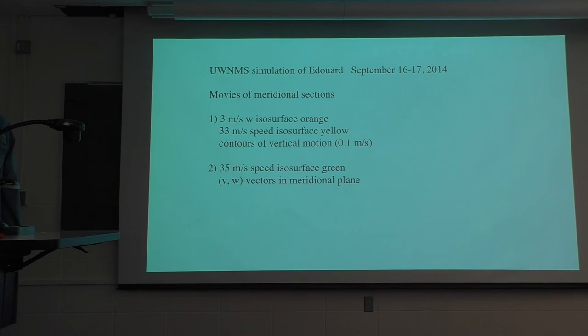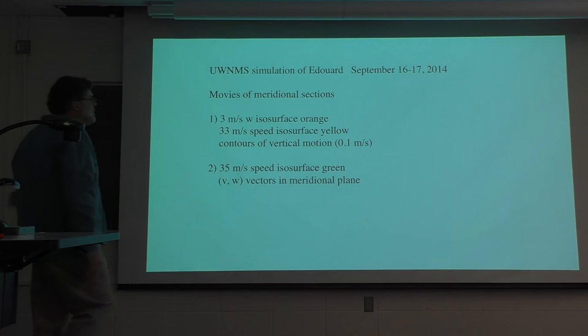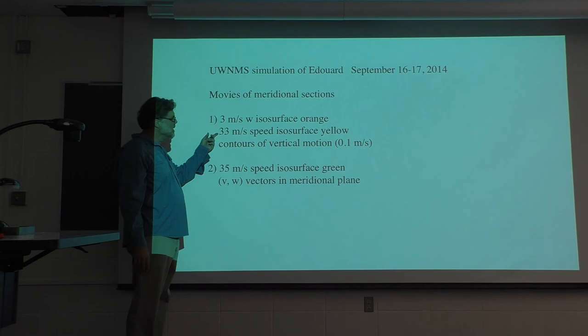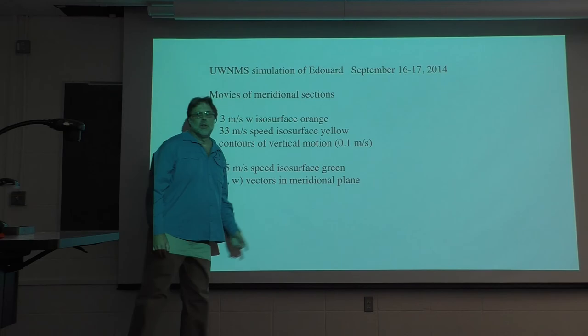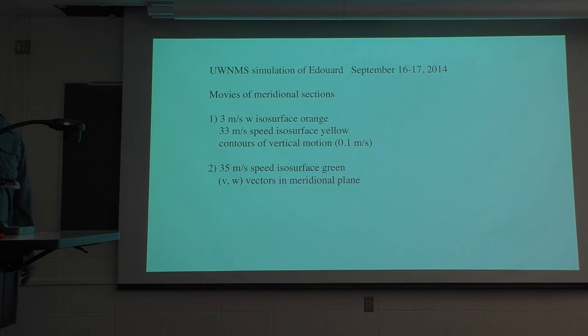So this is a reminder to try a movie. In the first one, we'll emphasize contours of vertical motion, and there'll be an isosurface that's yellow, which is the speed isosurface, and then in orange will be the vertical motion isosurface at 3 meters per second. And then the second one that I'll show emphasizes vectors in the meridional plane, and that's a little bit easier to see the pulses. So this is just to highlight that in a numerical model, it's pretty complicated, this type of process.